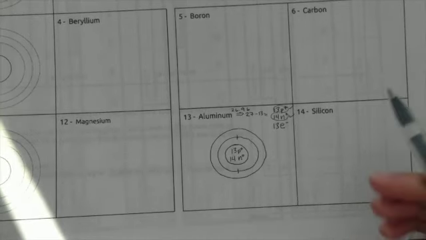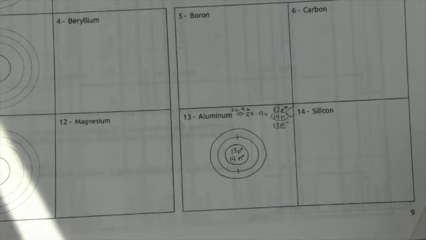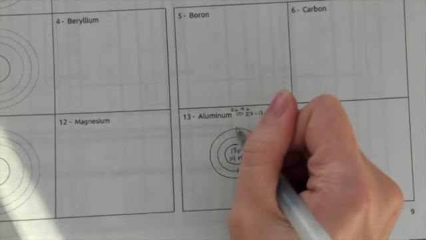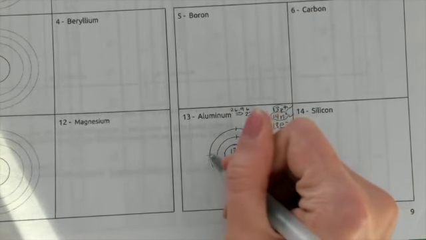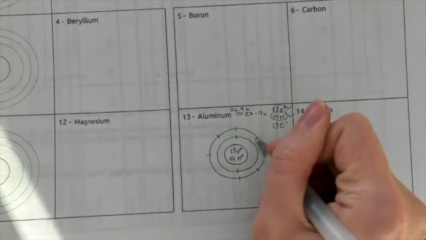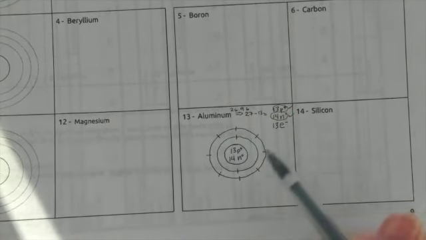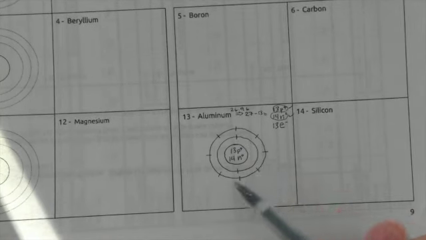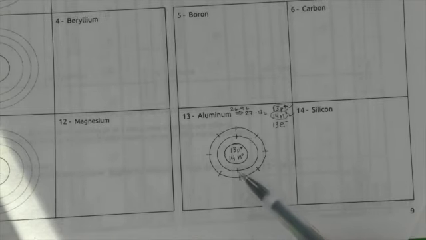Our second level can hold up to 8 electrons. Now we've already used 2 of our 13. That means that we have 11 more. So that tells us our next energy level is also going to be full. So we're going to add 1, 2, 3, 4, 5, 6, 7, 8. Now we have 8 in the second, 2 in the first. We have used a total of 10 electrons. 2 plus 8 is 10.